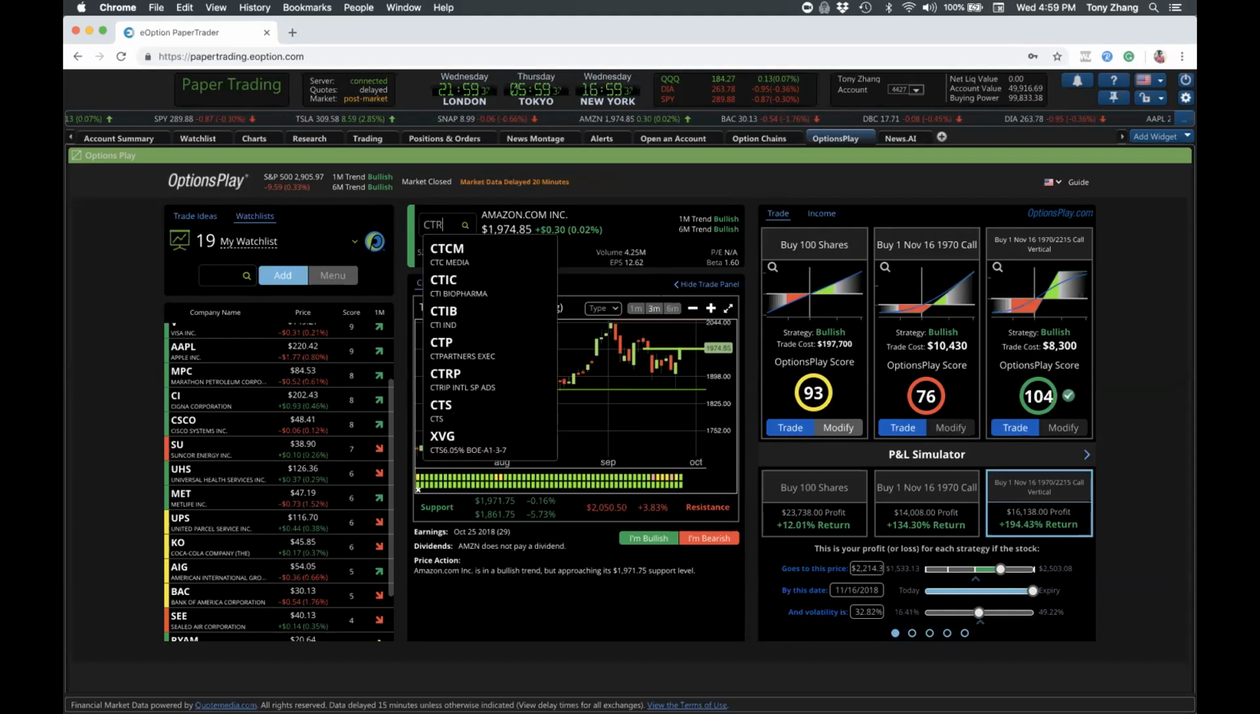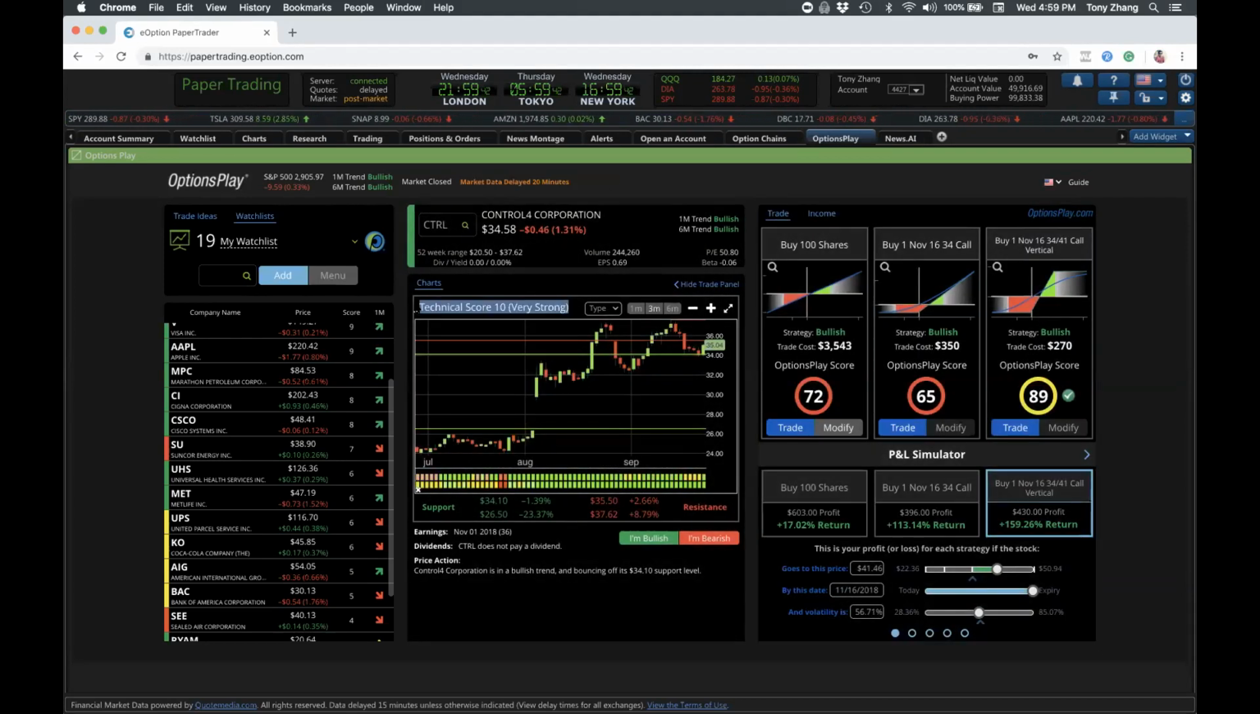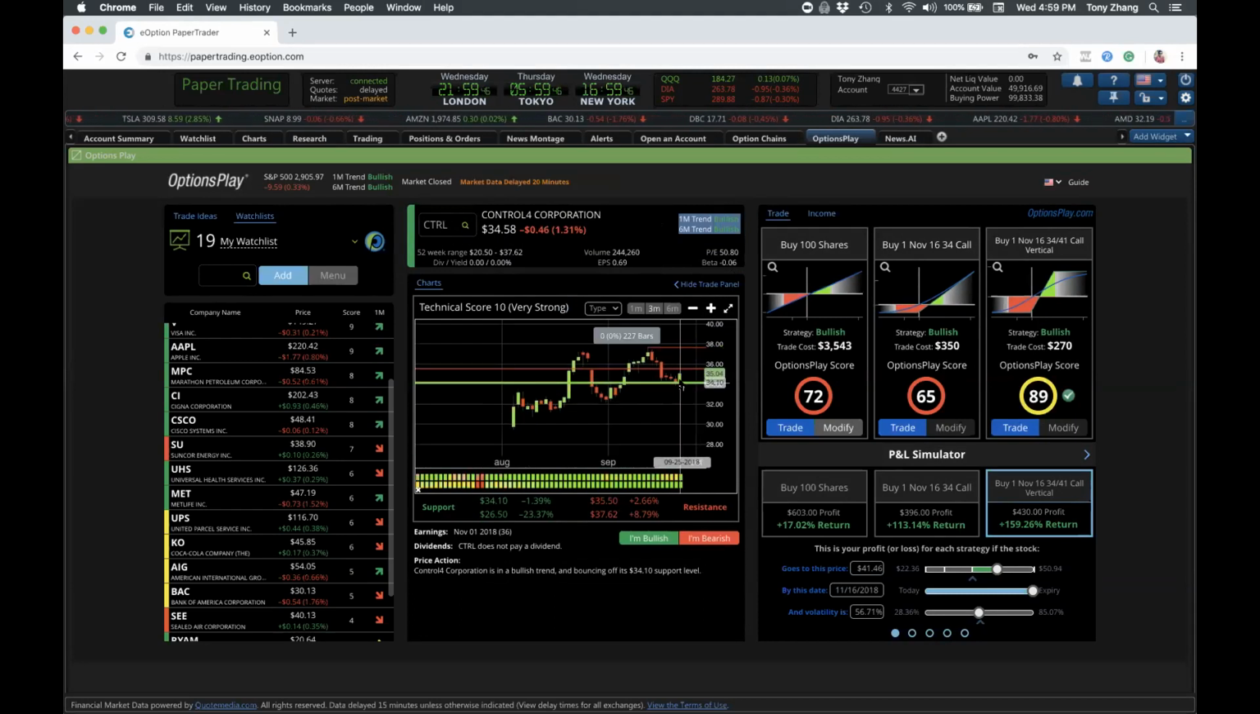Let's look at CTRL, which is the next request. So very strong stock, technical score of 10, 1 month and 6 month trend is bullish. Just bounced off of a support level around $34. In my opinion, this is also a fairly bullish stock you should take a look at.